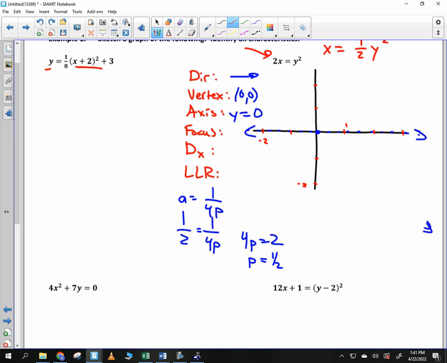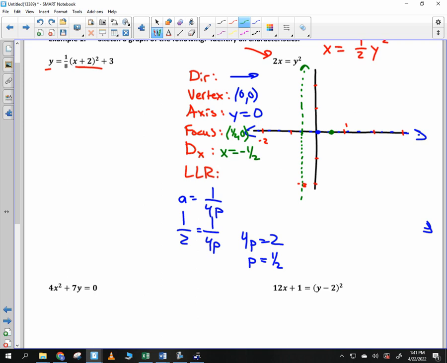So the focus is going to sit P units on the inside of the parabola. Where is the focus? What's that coordinate? 1/2, 0. Good. In order to determine the directrix, I move the other direction. Is it a coordinate? Nope, it's a line, and it's perpendicular to the axis of symmetry. What's the equation for that line? Negative 1/2. Yep, x is negative 1/2.